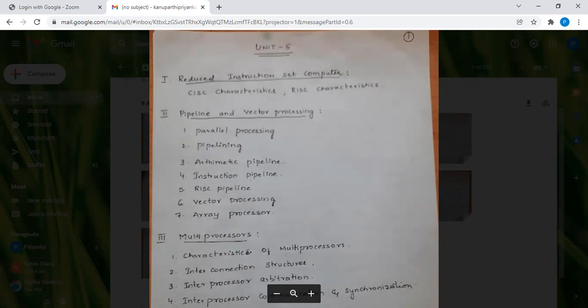Then we talk about the next topic in fifth unit, that is pipeline and vector processing.